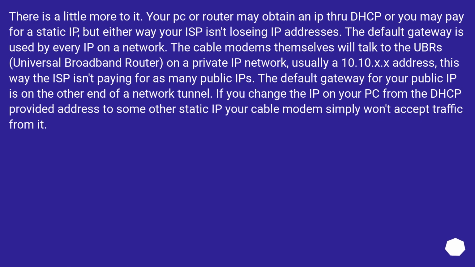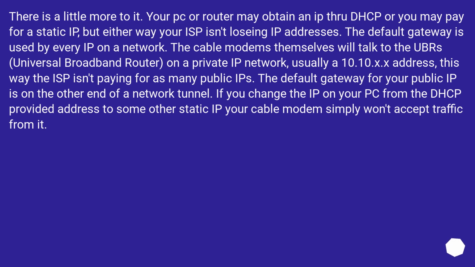There is a little more to it. Your PC or router may obtain an IP through DHCP or you may pay for a static IP, but either way your ISP isn't losing IP addresses. The default gateway is used by every IP on a network. The cable modems themselves will talk to the UBRs, Universal Broadband Routers, on a private IP network, usually a 10.10.x.x address. This way the ISP isn't paying for as many public IPs. The default gateway for your public IP is on the other end of a network tunnel.